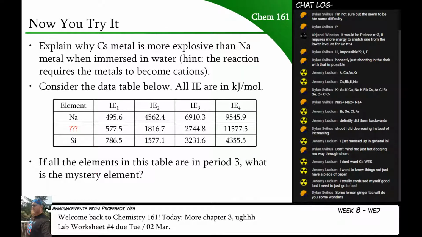Explain why cesium is more explosive than sodium when dropped in water. We already talked about that. Let's see if you remember. And then consider the table below. What is the mystery element? Hint. It's something in period 3.